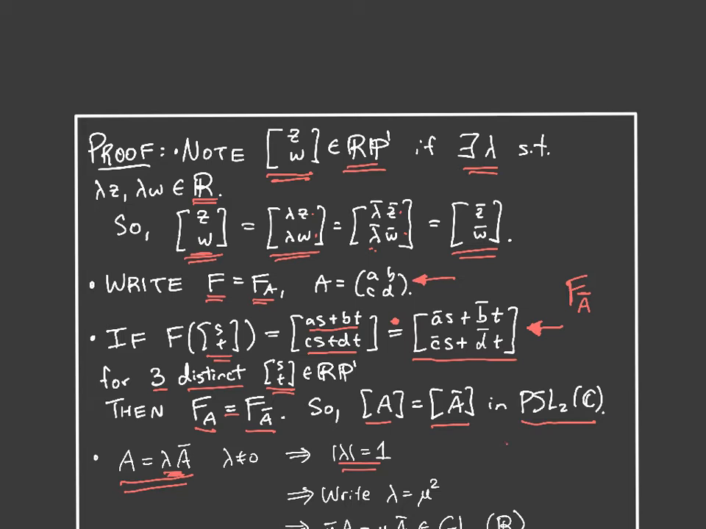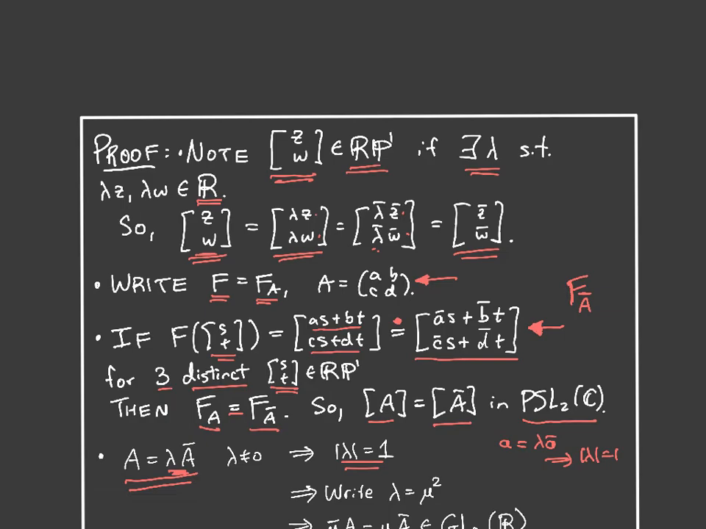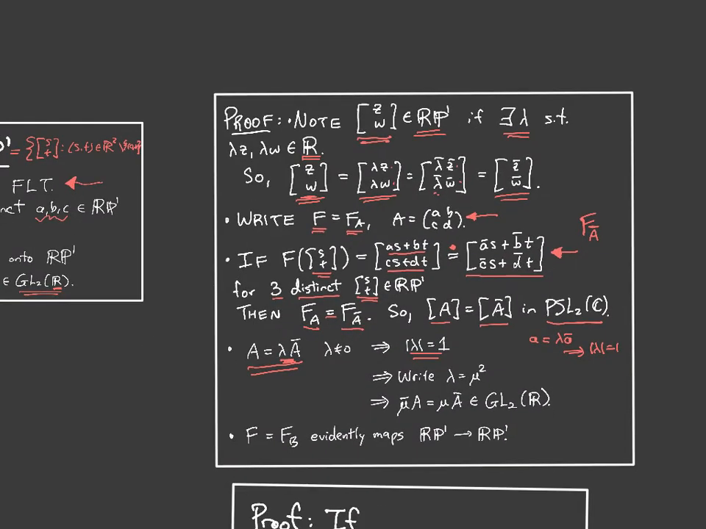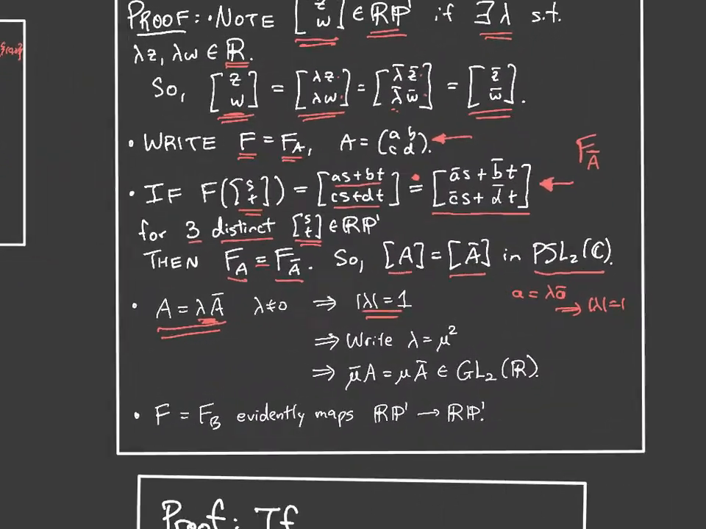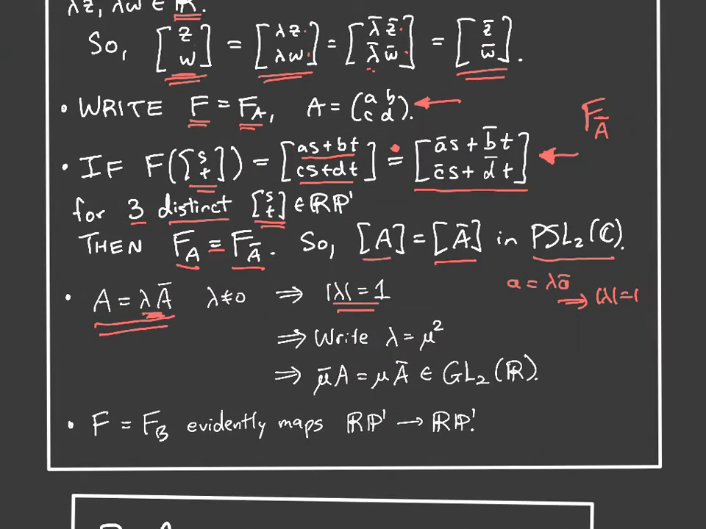For instance, if the entry a inside of the matrix big A is non-zero, then you'll get a equals lambda a bar, and this would imply lambda equals 1 in modulus if a is non-zero. You'd just do that for any non-zero entry. And next, the trick is to take a square root of lambda, call it mu, which will also have modulus 1.